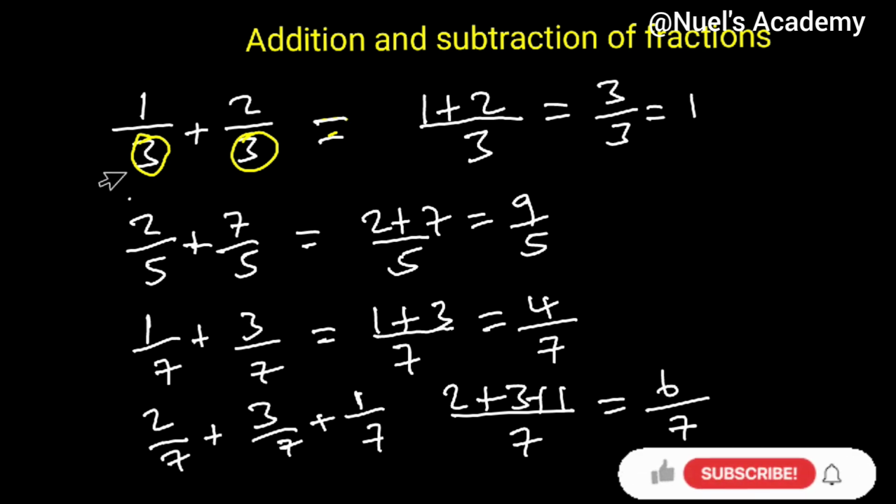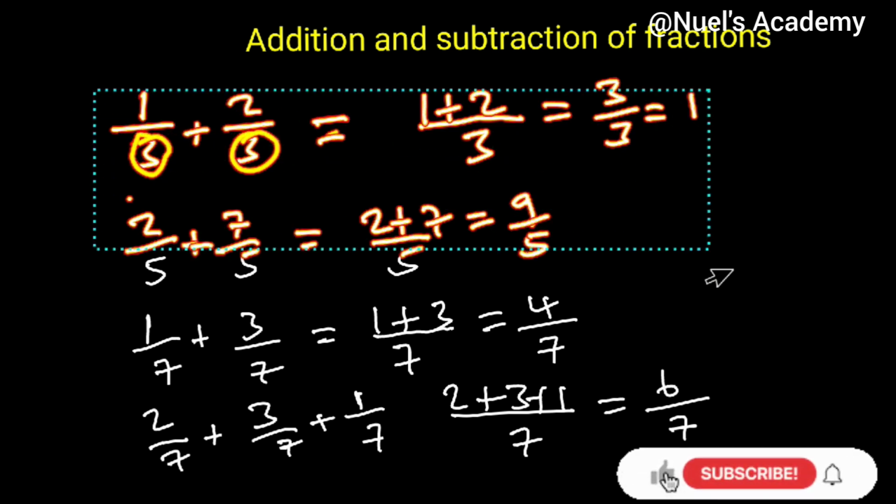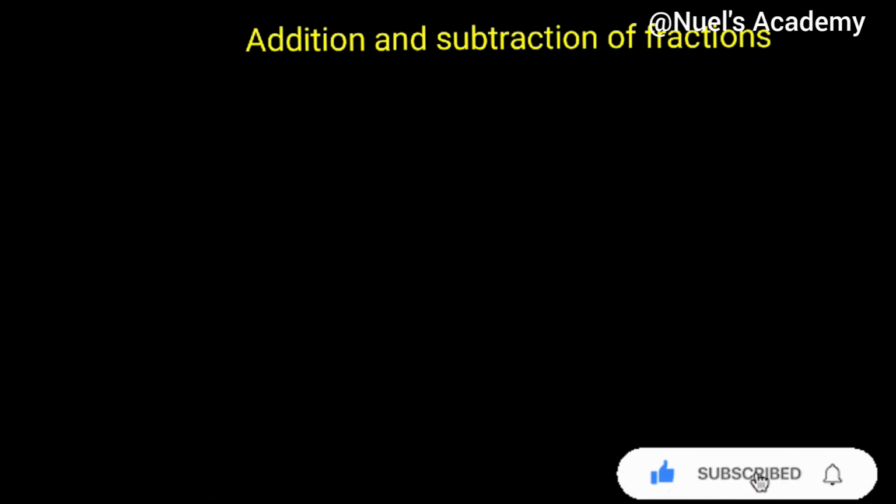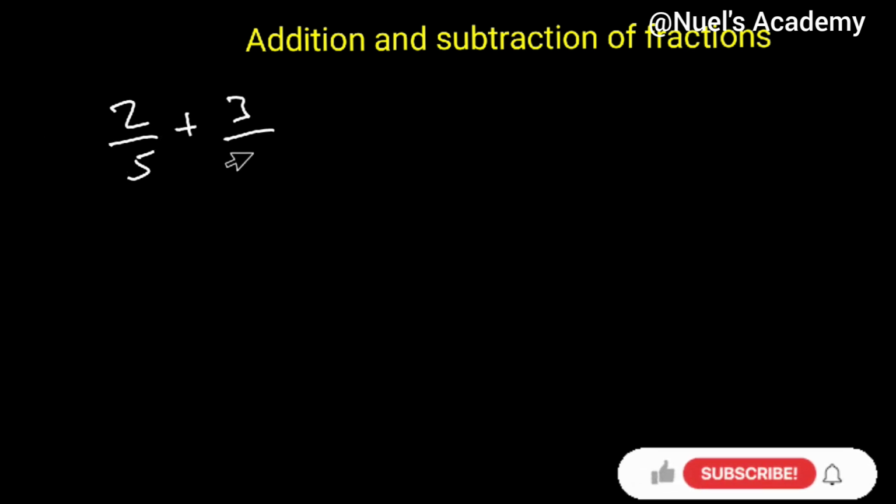So let's go ahead and look into the ones with different denominators. Alright, so if you have 2 over 5 plus 3 over 4, and we have to add these two fractions, how are you going to do it? What do you think it's going to be? So in this case, we are going to find the LCM of 5 and 4. So the LCM of 5 and 4 is equal to 20.